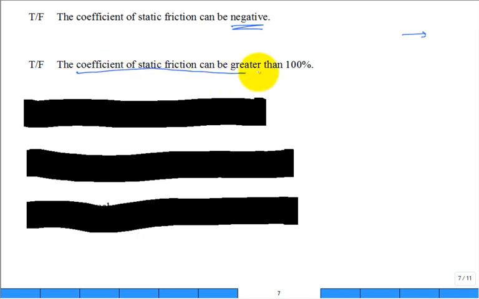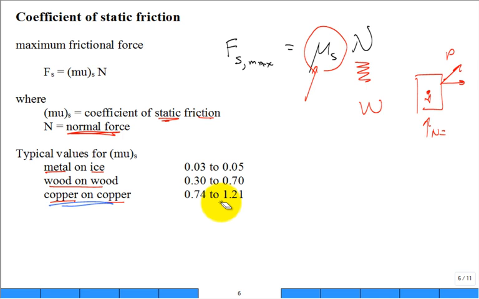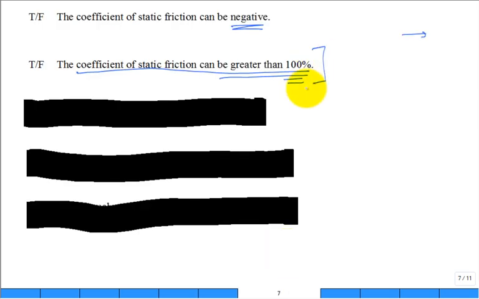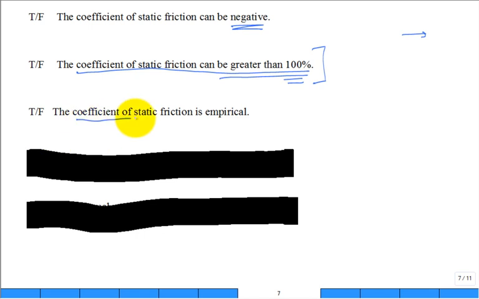The coefficient of static friction can be greater than 100%. True or false? Let's express these as percents. 3% to 5%, 30% to 70%, 74% to 120%. This is incredible. And a lot of people, that's probably one of the most missed questions. Yes, you can actually. It's rare. I didn't say it's common, but it's rare that you can have a coefficient of static friction greater than 1.